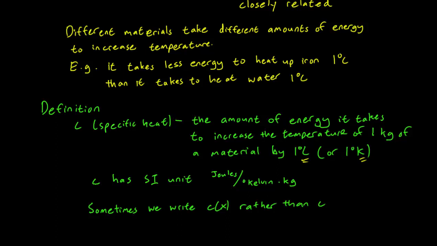C has SI unit joules per Kelvin per kilogram, so it's the amount of heat it takes to heat up a material 1 degree per unit mass. Sometimes we write C of x rather than C. Usually we write C because our rod is usually made up of a uniform material. It's either an entirely iron rod or an entirely gold rod or an entirely silver rod or what have you. And if the material doesn't change, the specific heat doesn't change. C only depends on material.